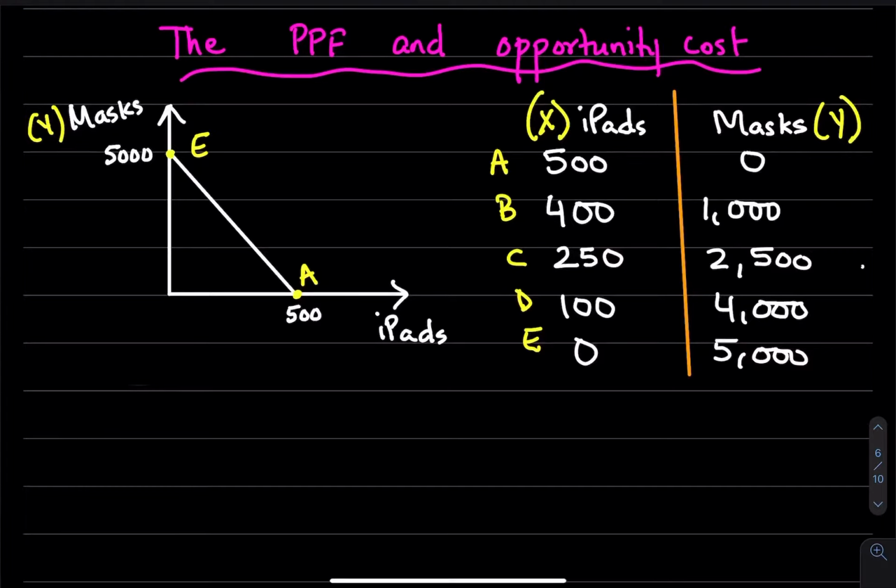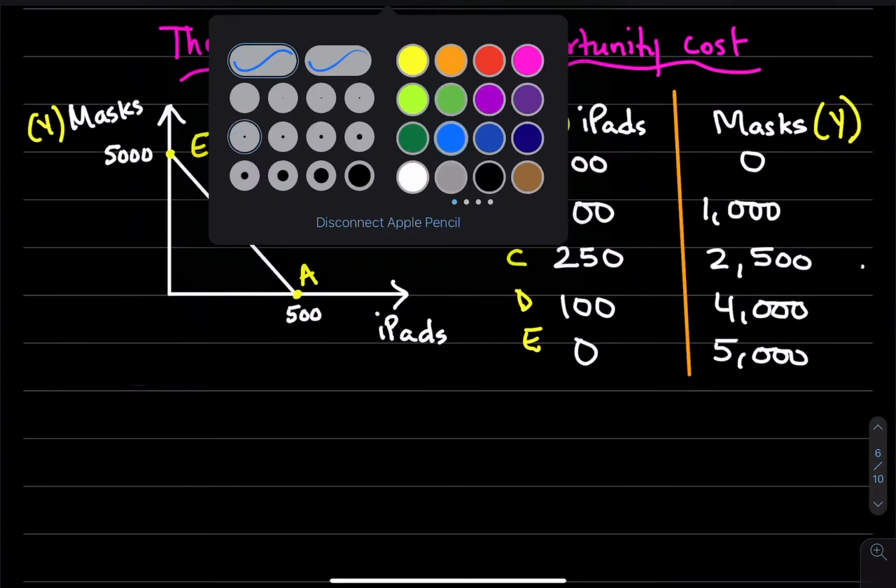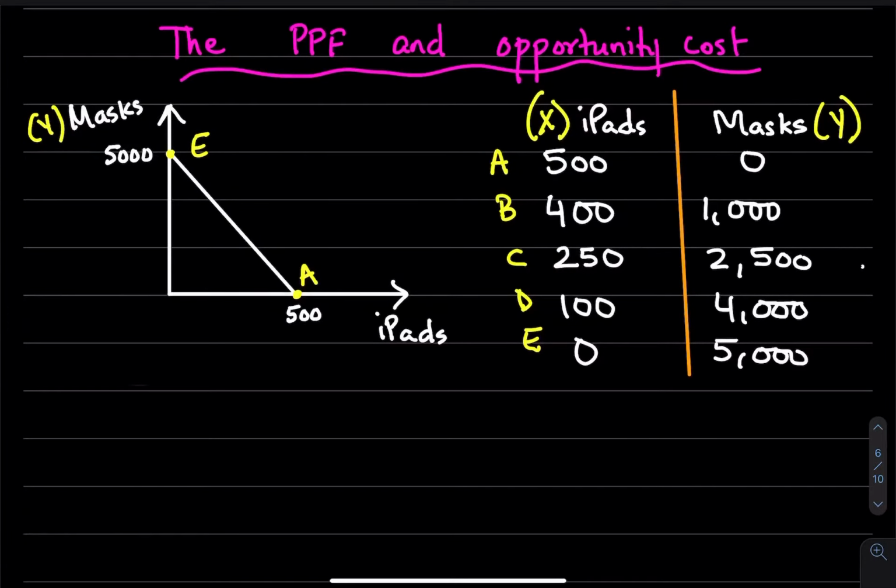same example that we had with iPads and masks. Okay, so again we have iPads which are represented on the x-axis. The production is highlighted in this table, and then mask production is on the y-axis, and again the table highlights the different values that we had obtained earlier. Okay, so you want to revisit the previous videos if you are uncomfortable with how we got to these values.